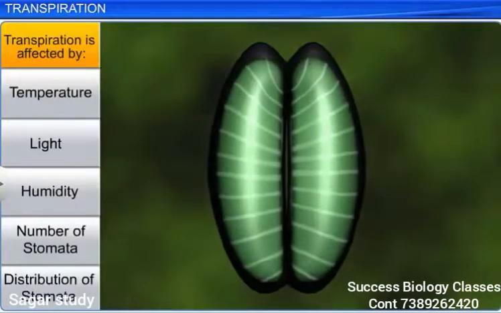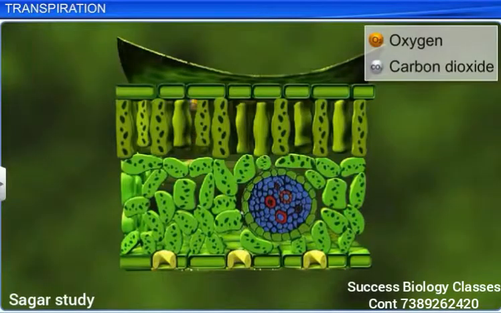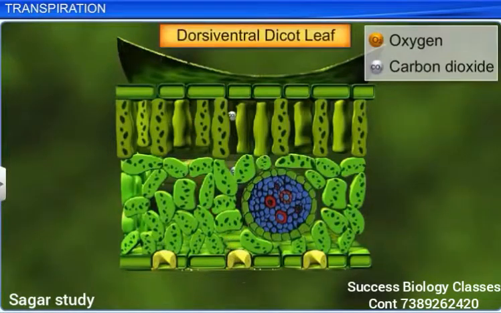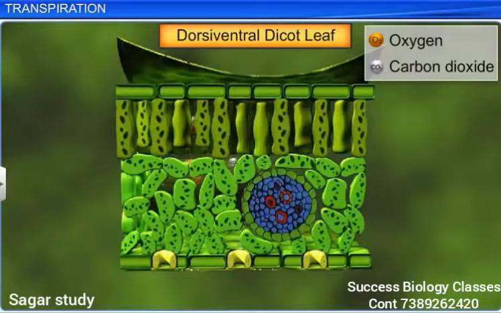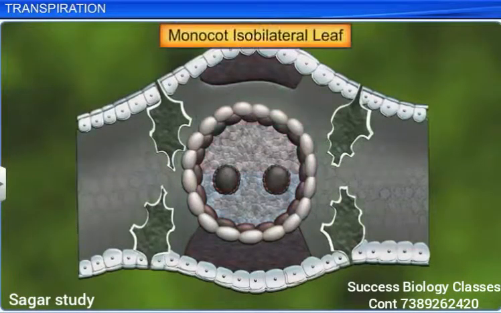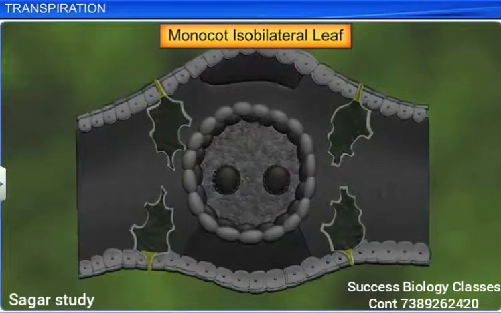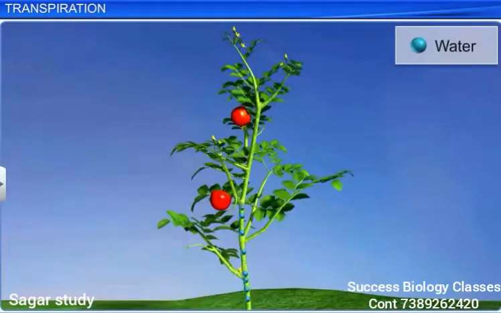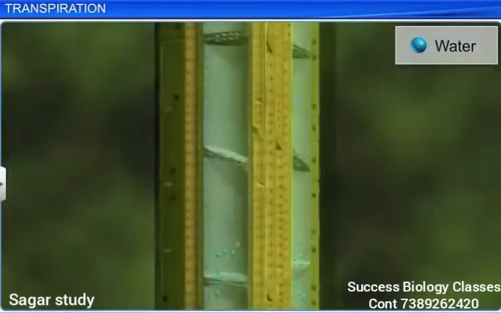Transpiration is affected by both external factors like temperature, light, humidity, etc., and plant factors like the number and distribution of stomata. Typically, the lower surface of a dorsiventral dicot leaf has a greater number of stomata. On the other hand, a monocot isobilateral leaf has an equal number of stomata on both surfaces. Transpiration from stomata causes a pull that causes the upward ascent of water in xylem cells.